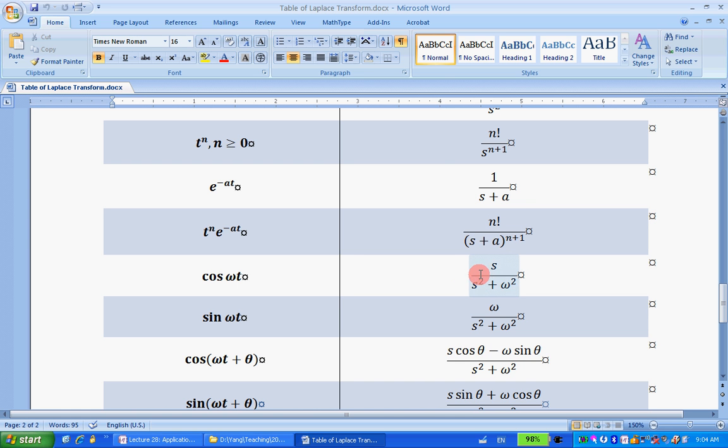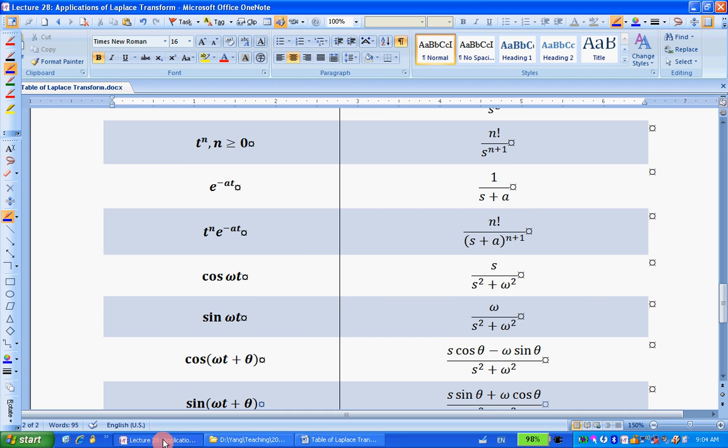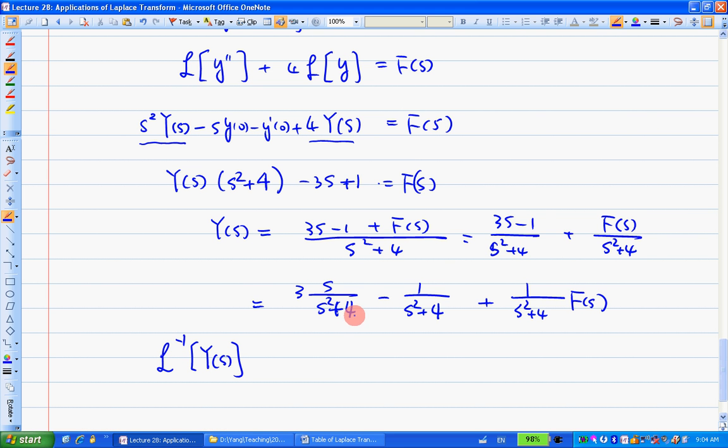This is s over s squared plus omega squared. In this particular case, omega is 2. So the inverse of the first one is cosine 2t. Okay, cosine 2t. And the second one is 1 over s squared plus 4.